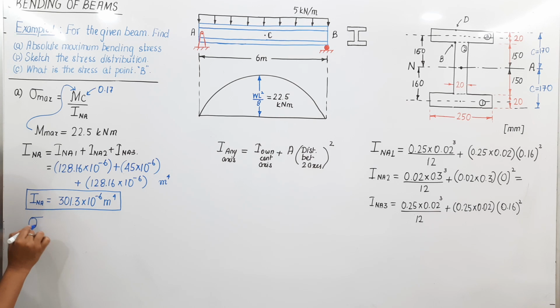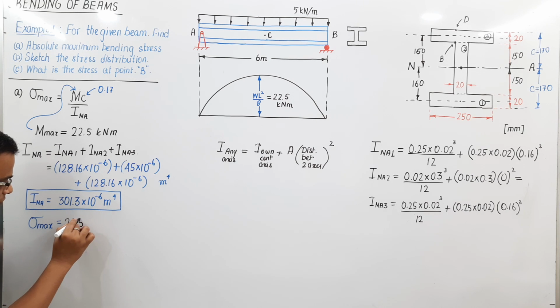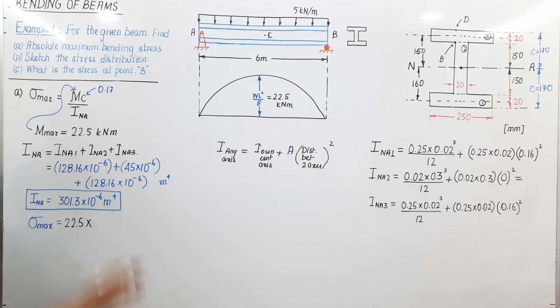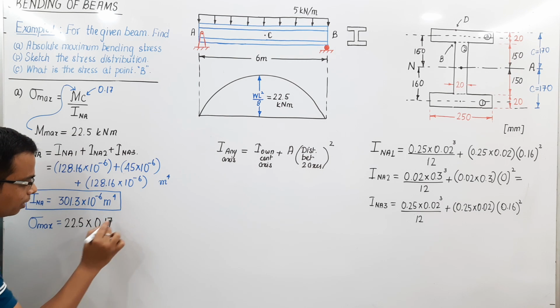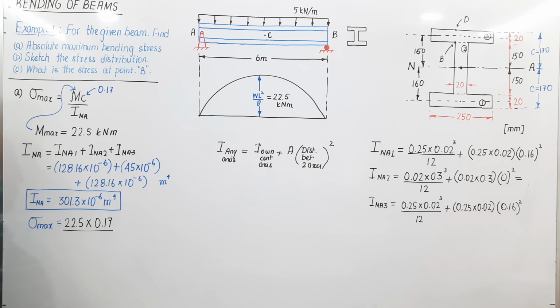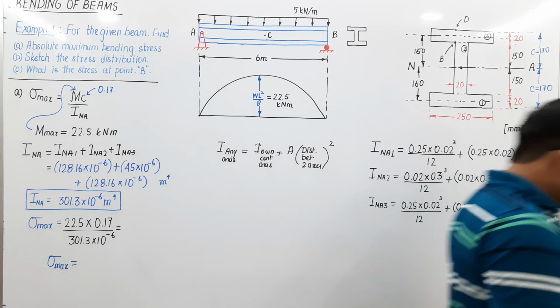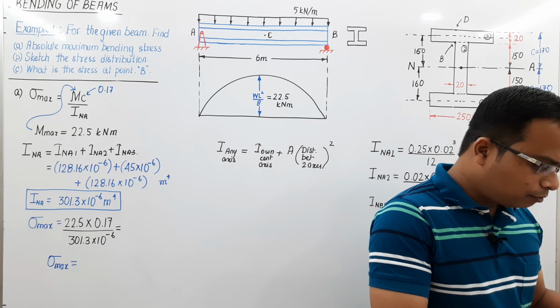Now we know this, so just plug in all the values and you can get the final answer. Sigma max is equal to, here we go, what is the value of M? 22.5 kilonewton meter. Let us keep it in kilonewton meter. c's value is 0.17, the outermost fiber, divided by I's value, 301.3 into 10 raised to minus 6. So the final value of maximum bending stress which we are going to get, sigma max, let me write it. How much is that? This is going to work out as 126.